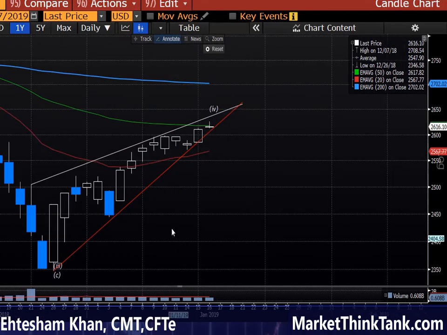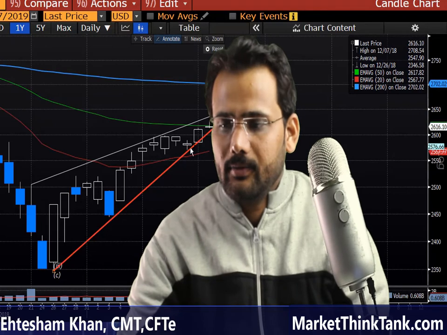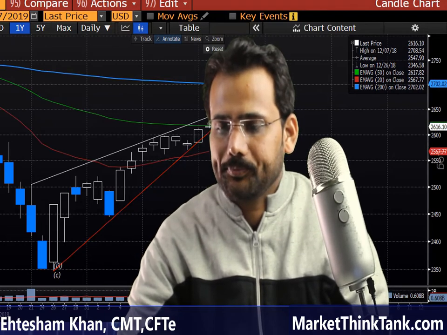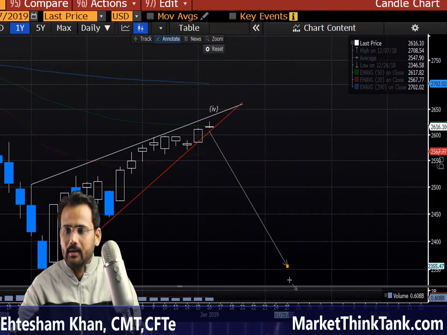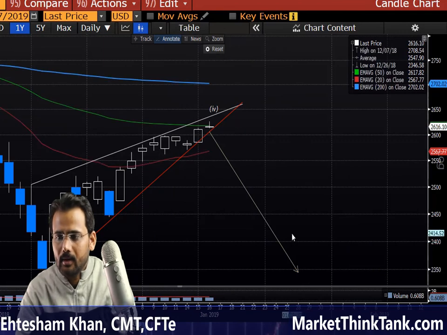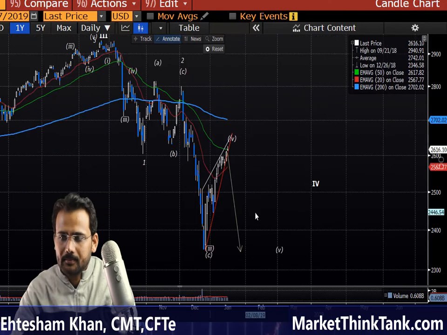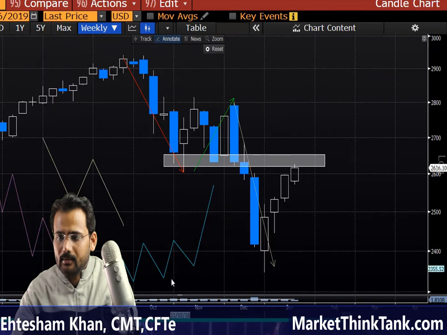So in any case, if we just look at these numbers, we have got a correction down to these levels, and then any breakdown of this rising wedge will take us down to the deep valley.